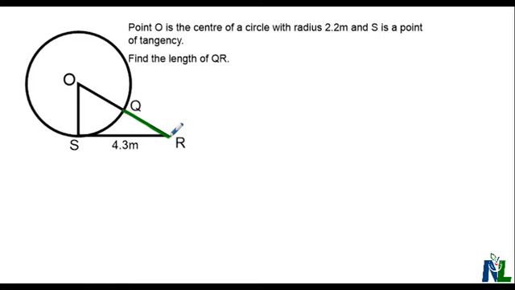So I'll go ahead and fill in that information anywhere I see a radius. I see a radius here from O, the center of the circle, to S. OS is a radius. So I know that's 2.2 meters. And I also have another radius here going from O, the center of the circle, to Q, so that's also going to be 2.2 meters.